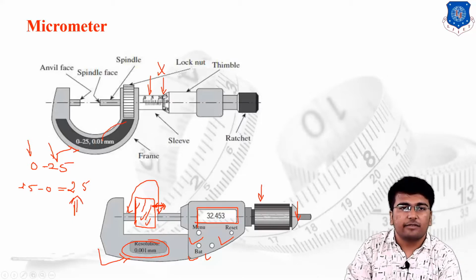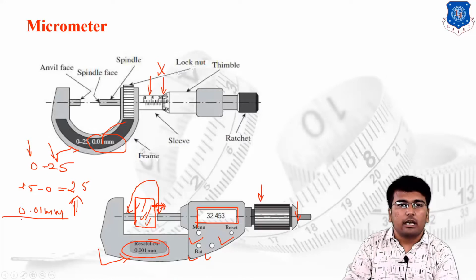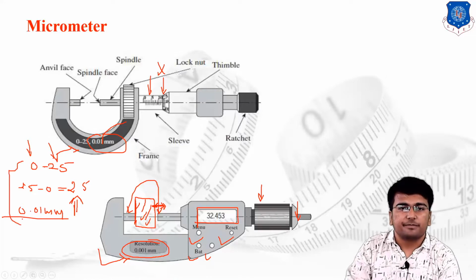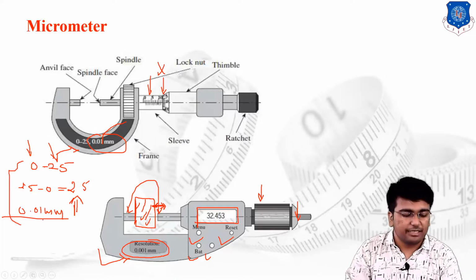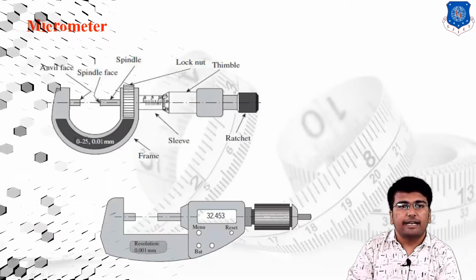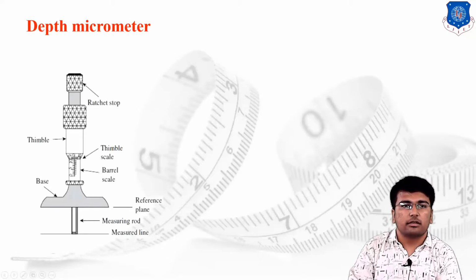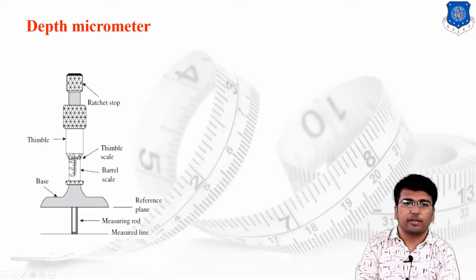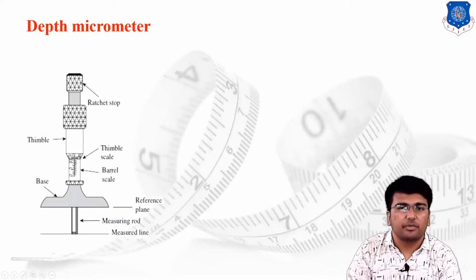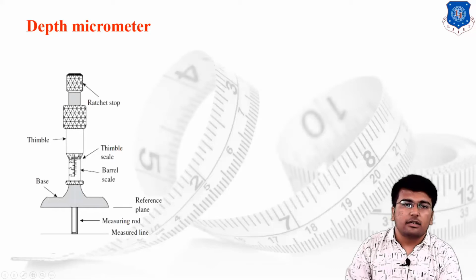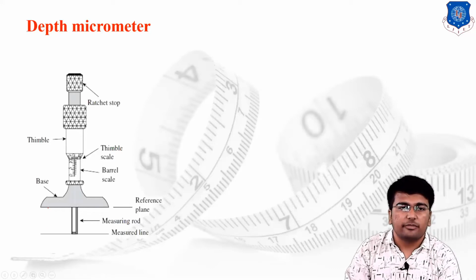And the second one, 0.01 mm, that is the least count of the instrument. So from the instrument you can identify these particular terms. So guys, this is the basic concept of the micrometer, and at last of this lecture I can conclude with the depth micrometer. The same concept of the micrometer is being repeated. We are only changing the measurement.